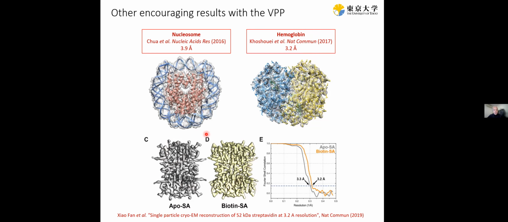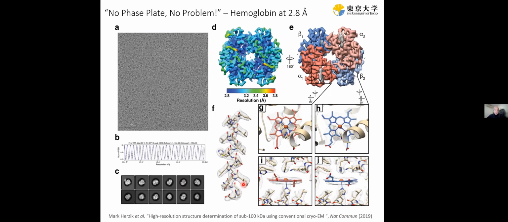Later on in 2019, there was another paper of streptavidin, a 52 kilodalton complex, and it was also considered, it is still challenging, but at the time it was considered even more challenging. Nevertheless, other groups were also pushing the performance without the faceplate, namely Gaim Bladner and his team. They had the slogan, no faceplate, no problem. And they actually determined the structure of hemoglobin in 2019 at 2.8, if I remember correctly.